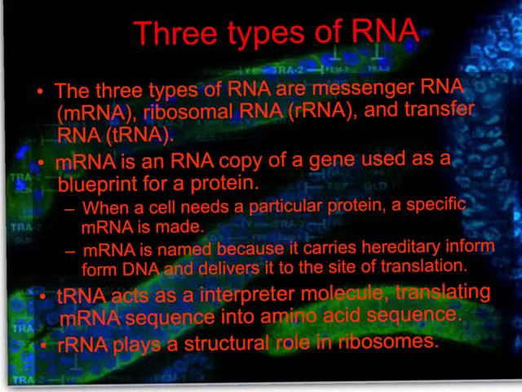Okay. The next one is tRNA, and tRNA is an interpreter molecule, and its job is to translate mRNA into an amino acid sequence. Okay. And then last is rRNA, and they get that name, ribosomal, because it plays a role. It's part of the ribosome. It's a functioning unit of the ribosome.